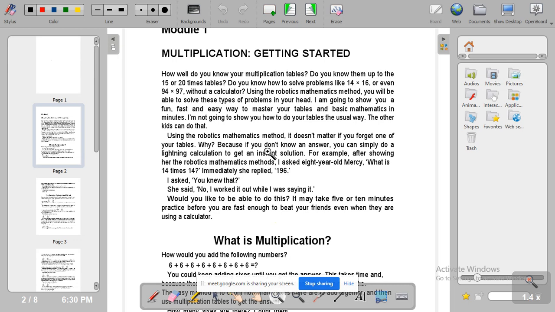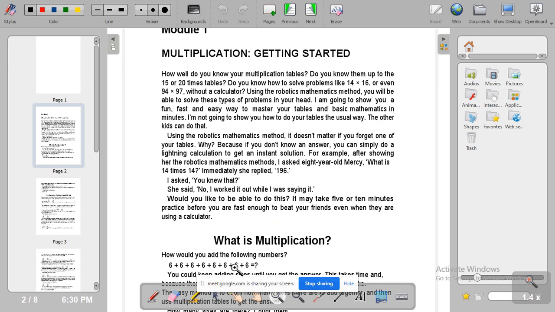It may take 5 or 10 minutes of practice before you can be fast enough to beat your friends, even when they are using a calculator. Now, what is multiplication and how would you add the following numbers?